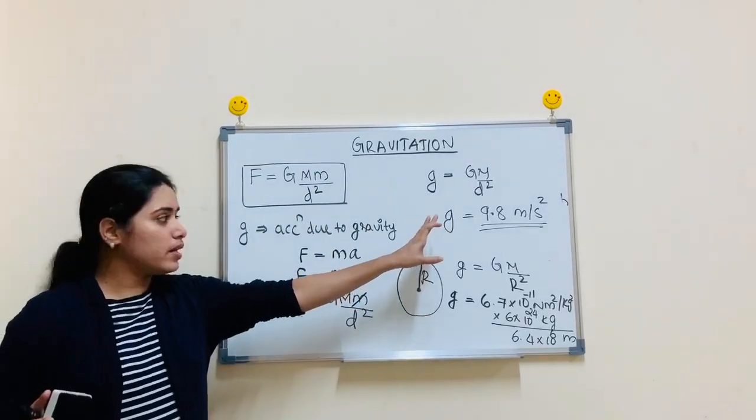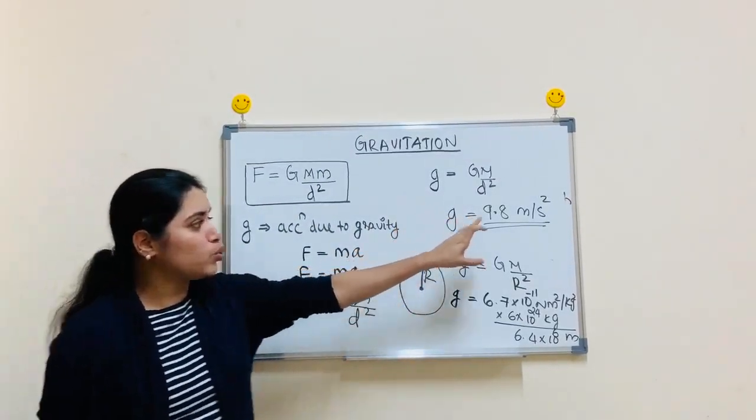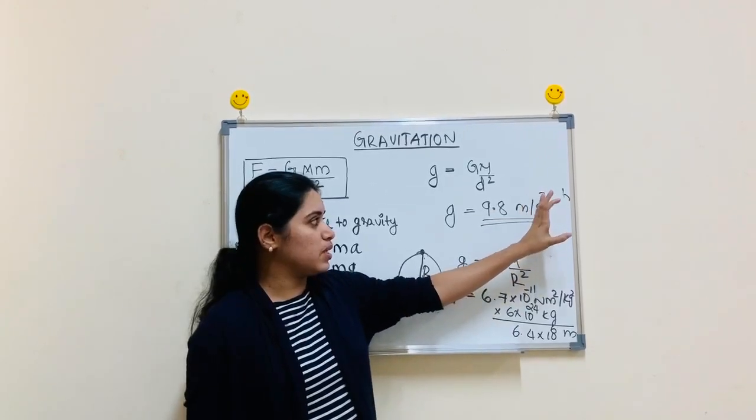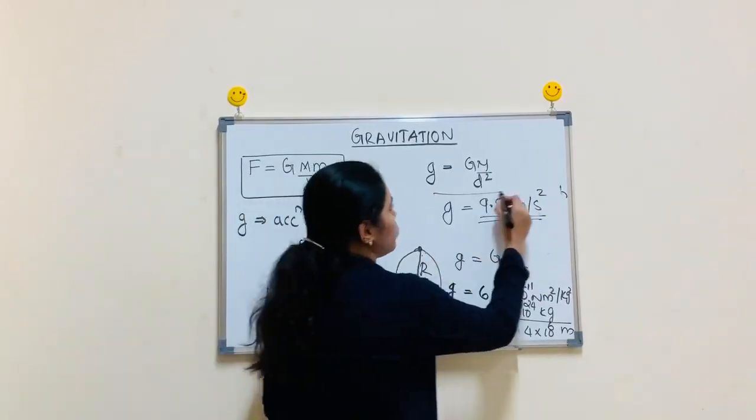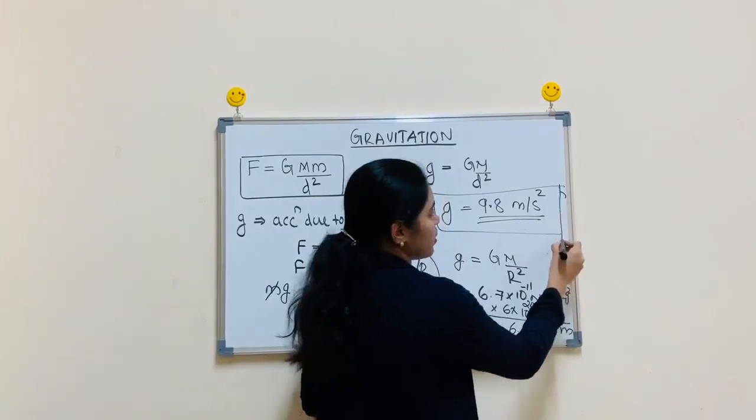The unit is same as that of acceleration, that is meter per second square. This is the value of acceleration due to gravity g.